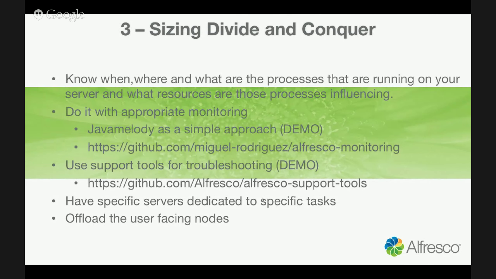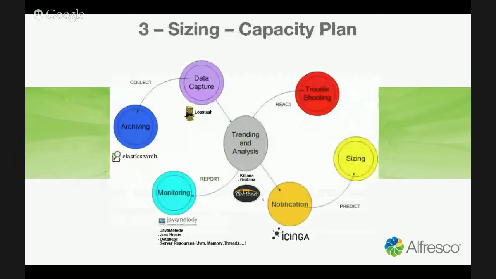Again, divide and conquer: having specific servers dedicated to specific tasks has always helped with the architectural changes that we've done in the field in order to recover from performance problems, resource outages or starvation. What I'm trying to say here is, if you have 5 servers, use them all wisely and try to divide the work between the 5 servers. You can take more of your resources. Offload user-facing nodes, we already discussed this.